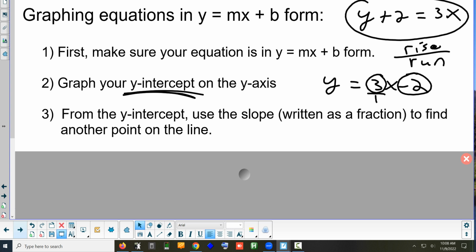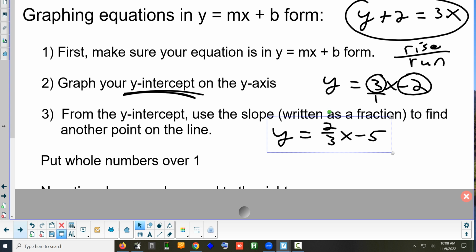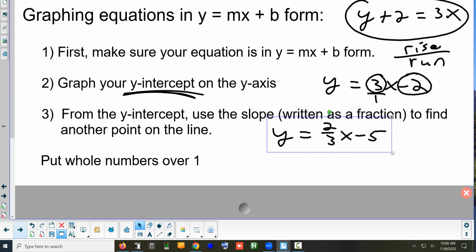Now, sometimes you might have a problem like this, where the slope already is a fraction. If it's already a fraction, then you're going to be able to see your rise in the top and your run in the bottom. But if the slope is not a fraction, what number did we just say you could always put in the bottom to make it a fraction? Right. You could always take a number that's not a fraction and just put it over 1.